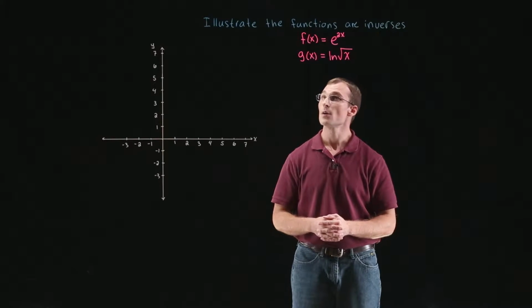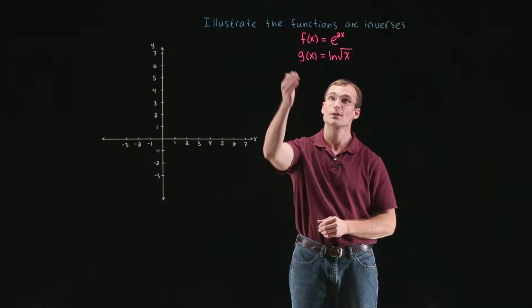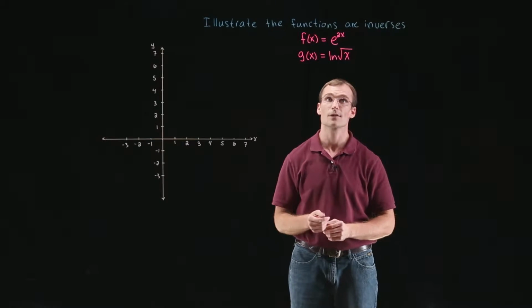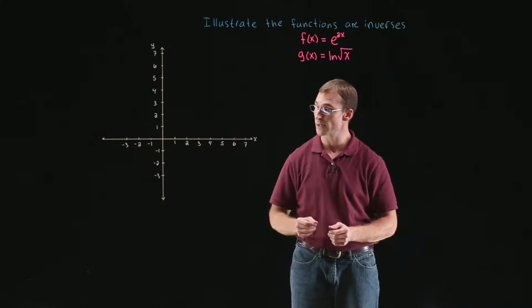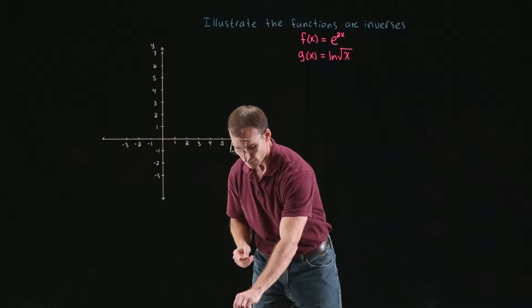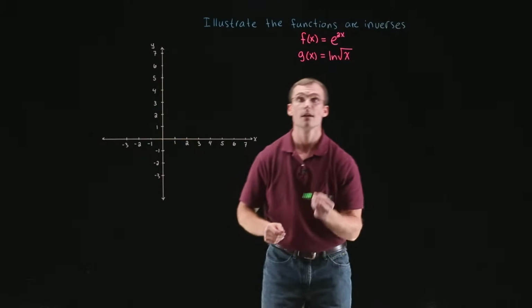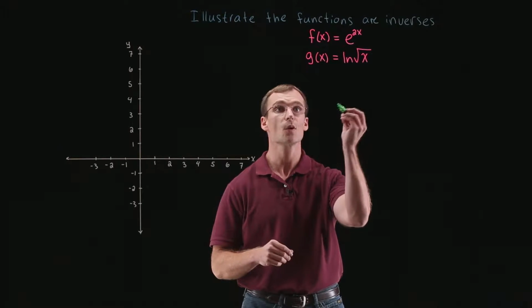Hello everyone, I'm Adam. In this problem, we want to illustrate that our two functions f of x equals e to the 2x and g of x equals natural log of the square root of x are inverses of one another by sketching the graphs in the coordinate plane over here. So what we're going to do to sketch the graphs is basically pick some values of x, find some values of y, and plot some points.